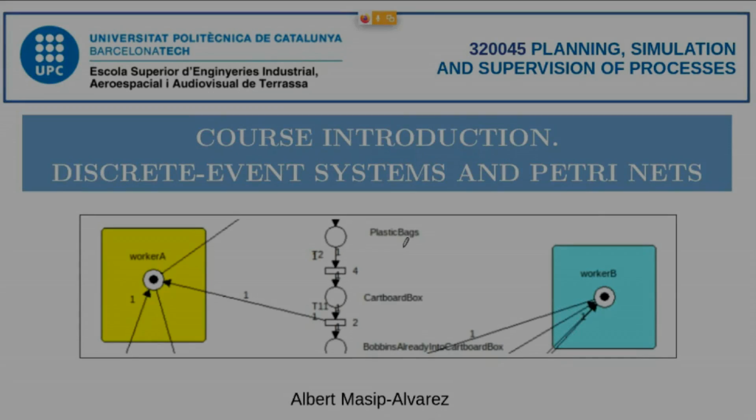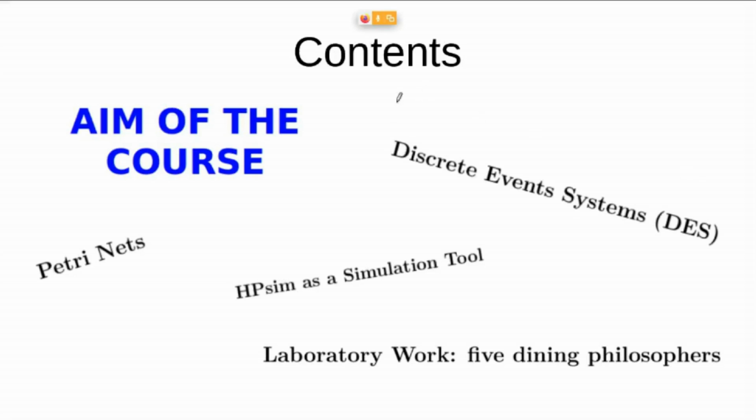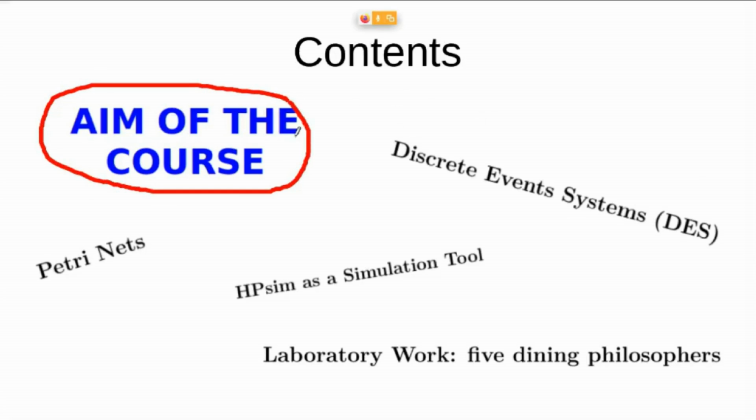So let's start with the course introduction and the discrete event systems and Petri Net's lecture. The contents of this lecture is, first of all, to explain thoroughly the aim of the course. You will see that the aim of the course deals with discrete event systems, discrete event models. I will explain later what they are aimed for. And we will see, as an example, the Petri Net formulation.